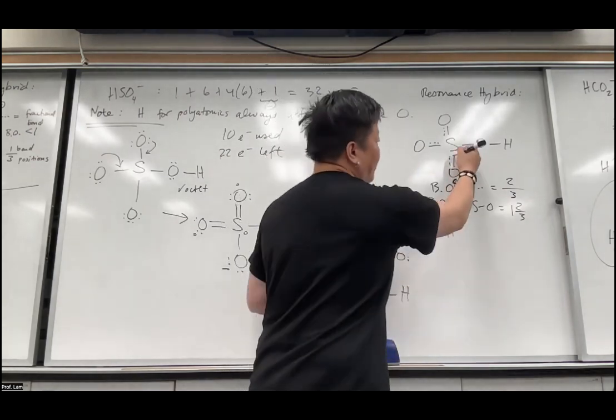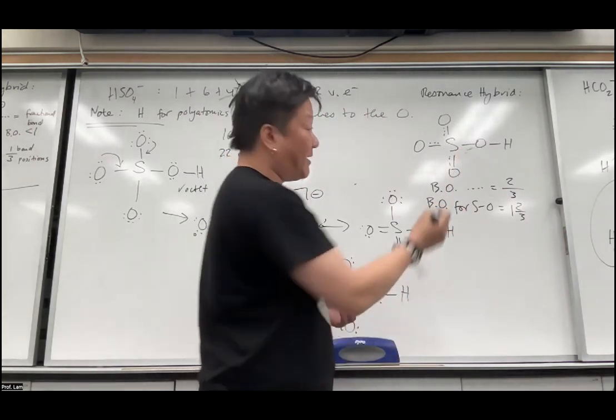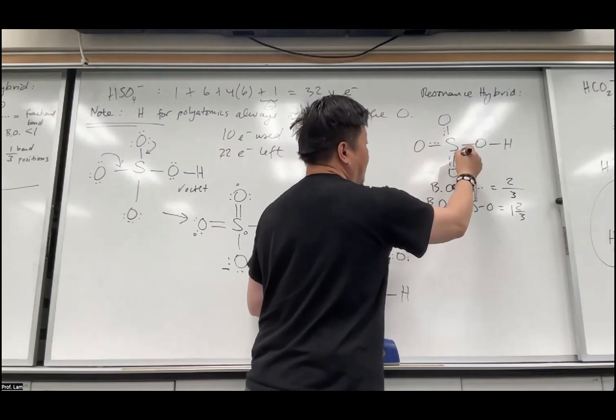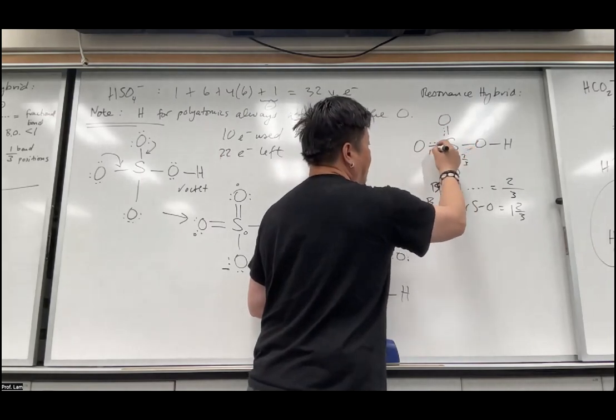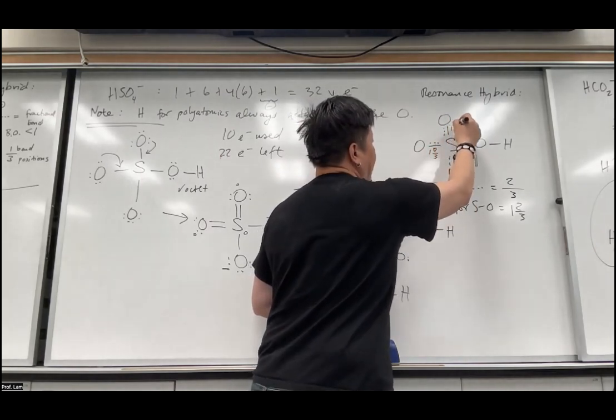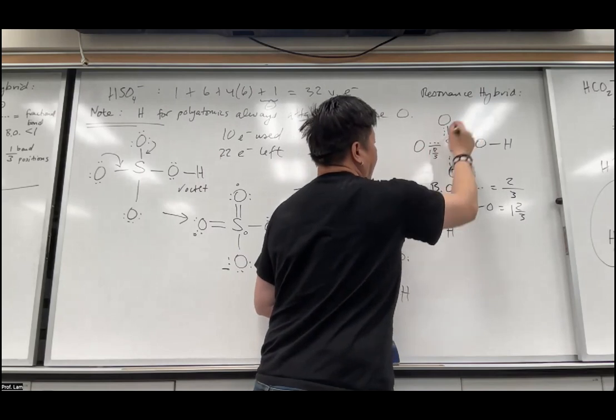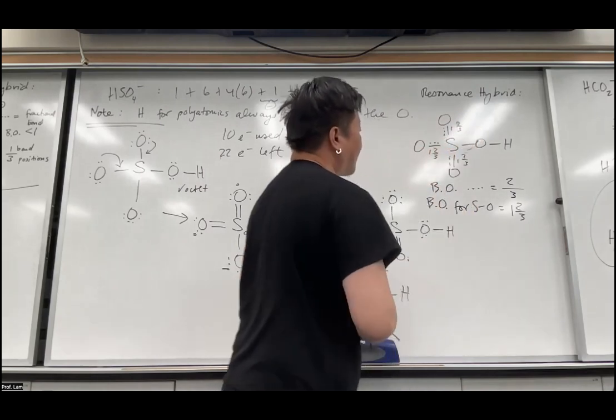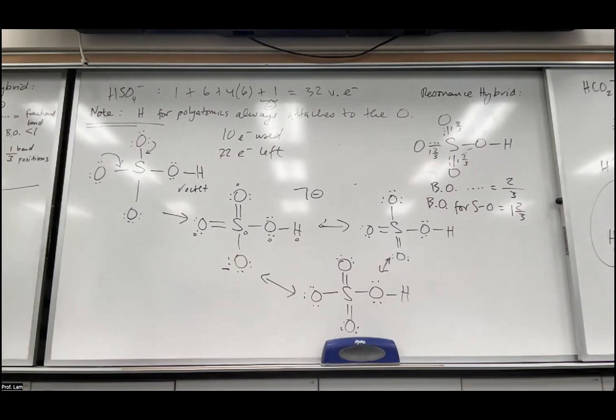Where does the 1 come from? Well, there was already a single bond there, right? There's a single bond here, single bond. So this one is 1 and 2/3. This is 1 and 2/3. And this is also 1 and 2/3. So that's how you do it for resonance structures.